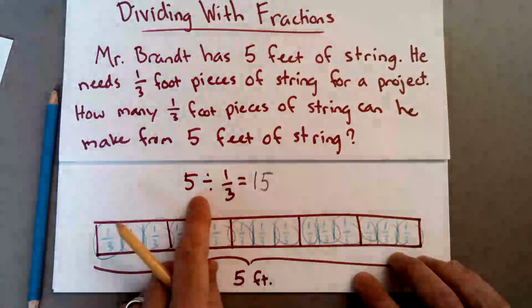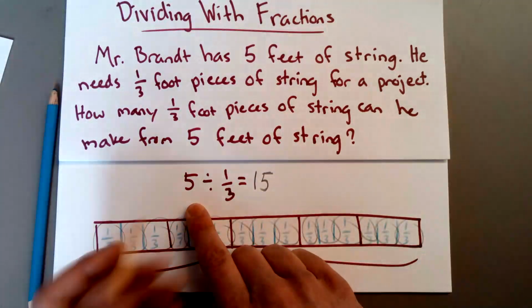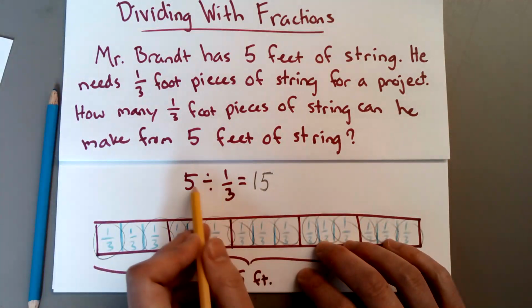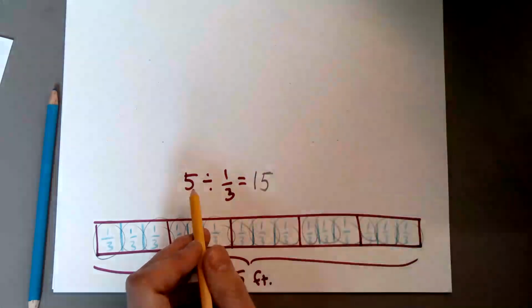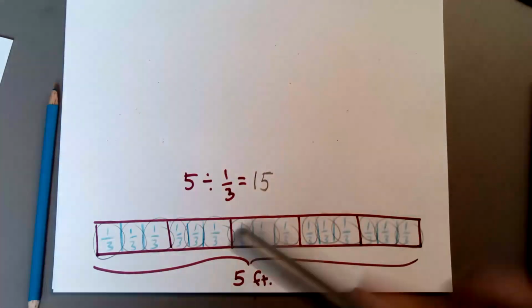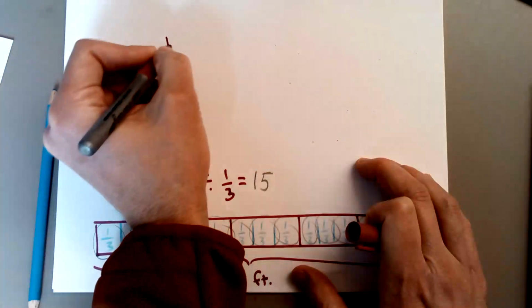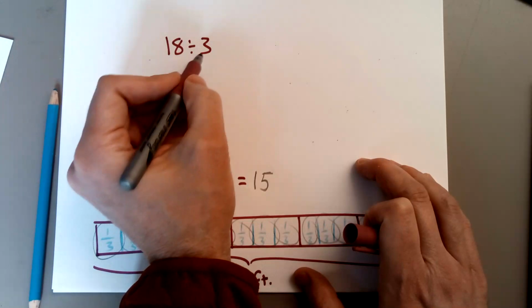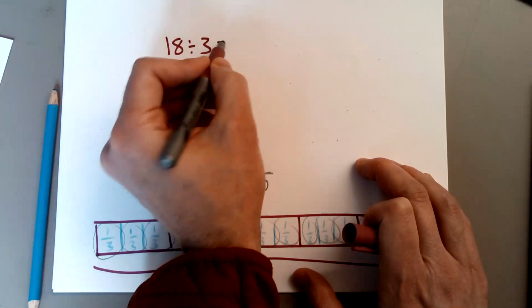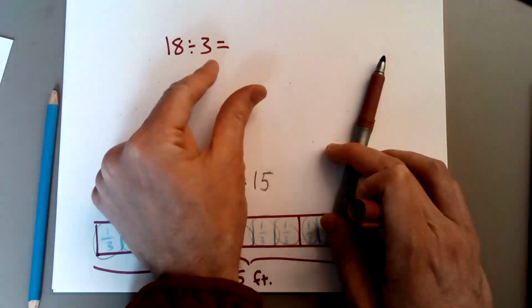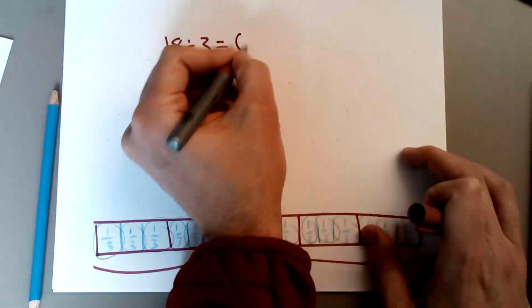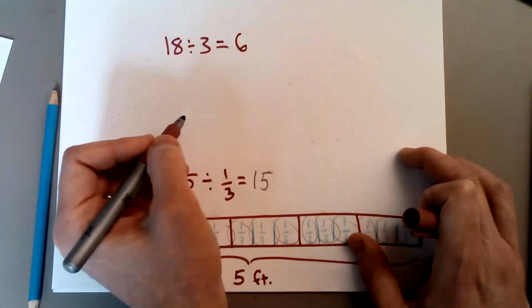Well, in this case, a good way to think about this is like you can think of many division situations. How many of the divisor can fit into the dividend? For example, if I think of some whole number division, if I'm doing 18 divided by 3, I can think of that as how many 3's fit into 18. 3, 6, 9, 12, 15, 18. 6 3's fit into 18, so 6 is the quotient.